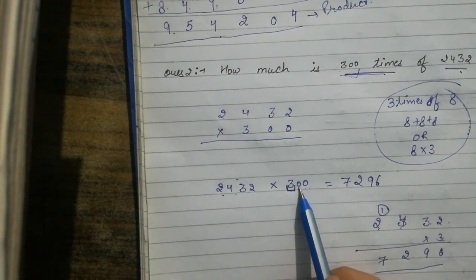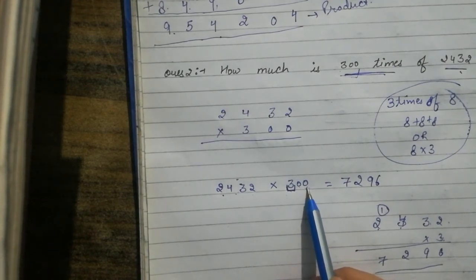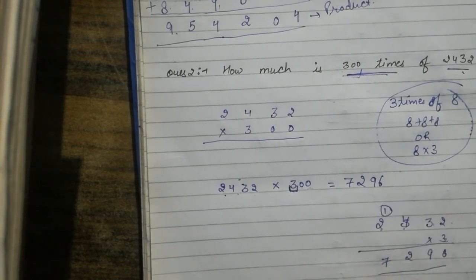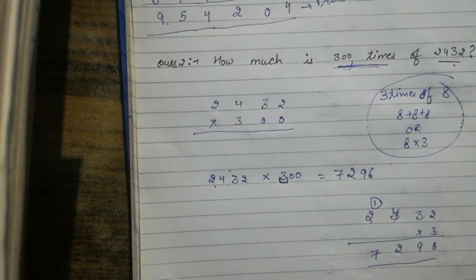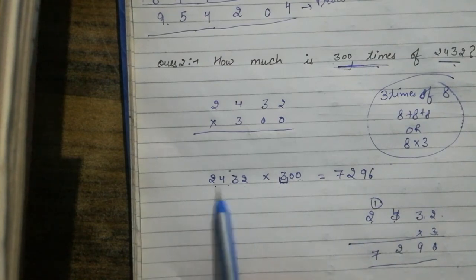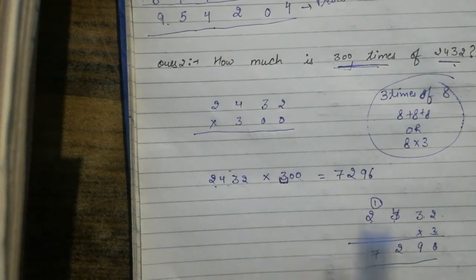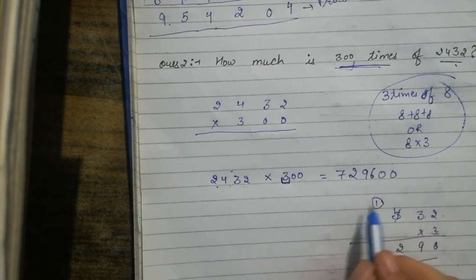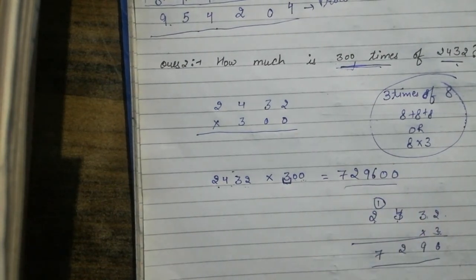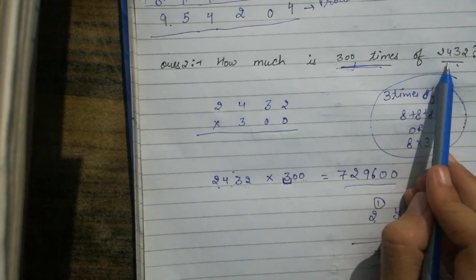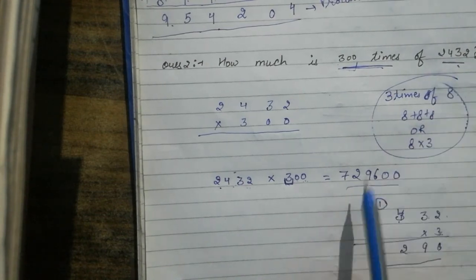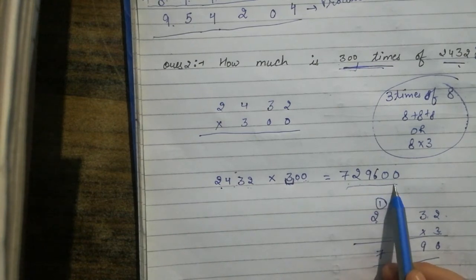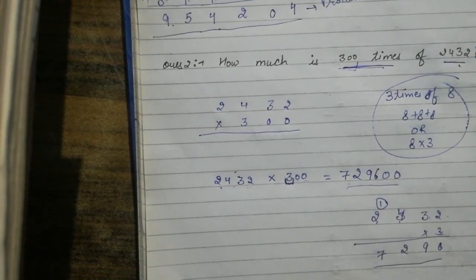Number of zeros is 1 and 2. So what you have to do? You have to place 2 zeros at the right end of the number which you got after multiplying this number by the 3. So write down 2 zeros here. So this is our answer. That means 300 times of 2432 is 7,29,600. So this was the simplest way.